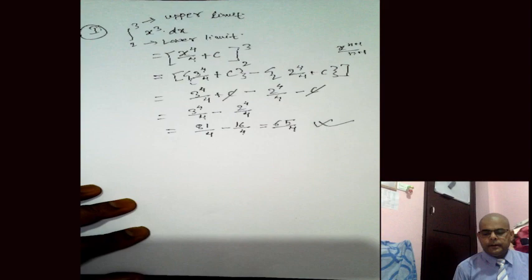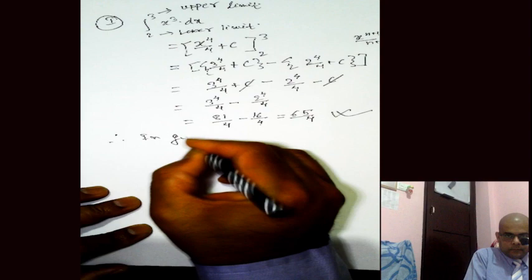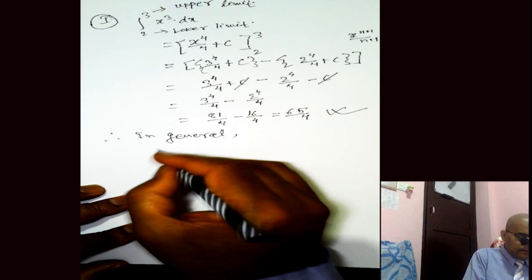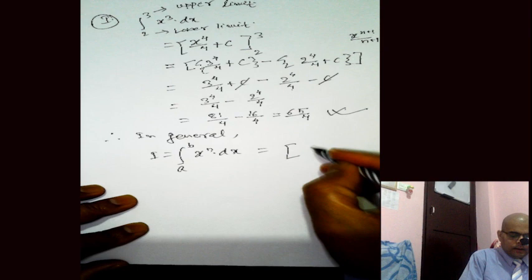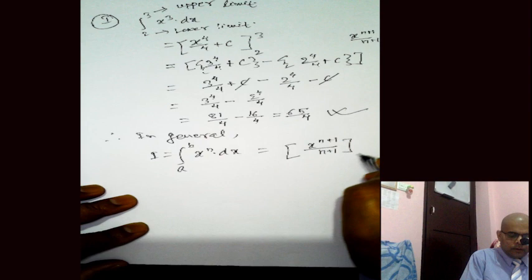Therefore, in general, you can write the integration of any function x^n between lower limit a and upper limit b, and your formula will be x^(n+1) by n+1, evaluated from the lower limit to the upper limit after taking the integration of this function.